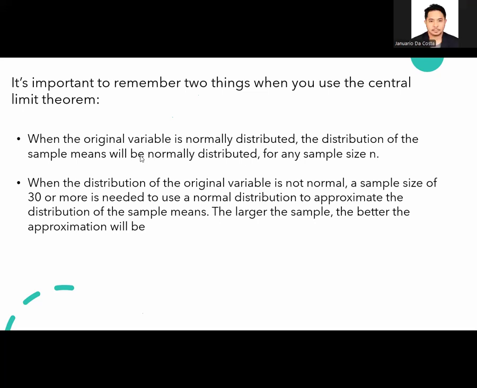All right, so what it means is that when the original variable is normally distributed, the distribution of the sample means will be normally distributed for any size n. Meaning, when the original population is normally distributed, then the distribution of the sample means will be normal for any sample size n, yeah?